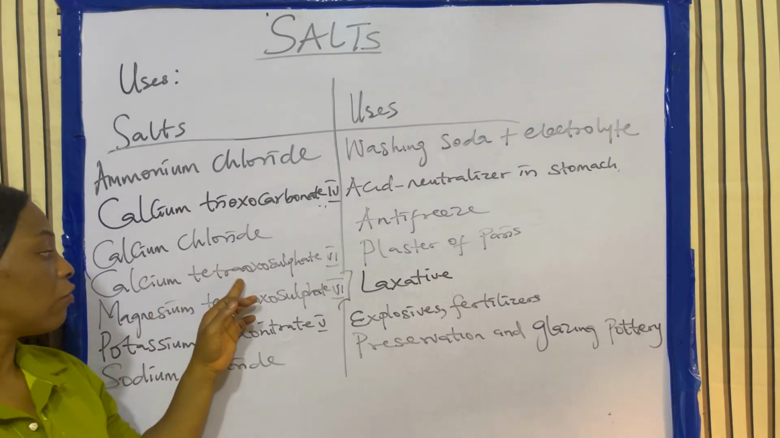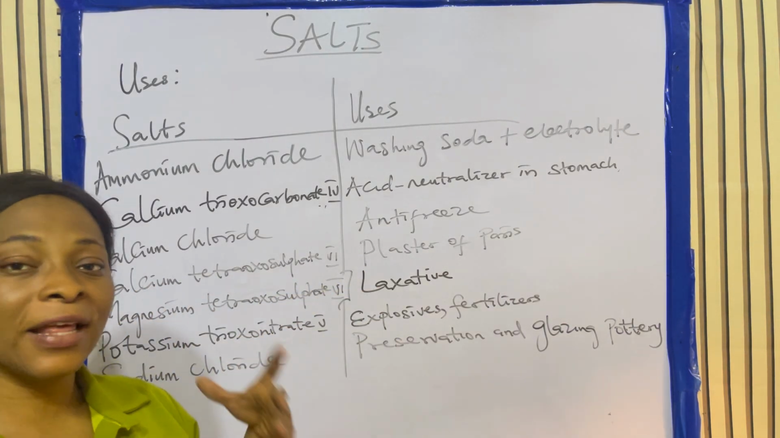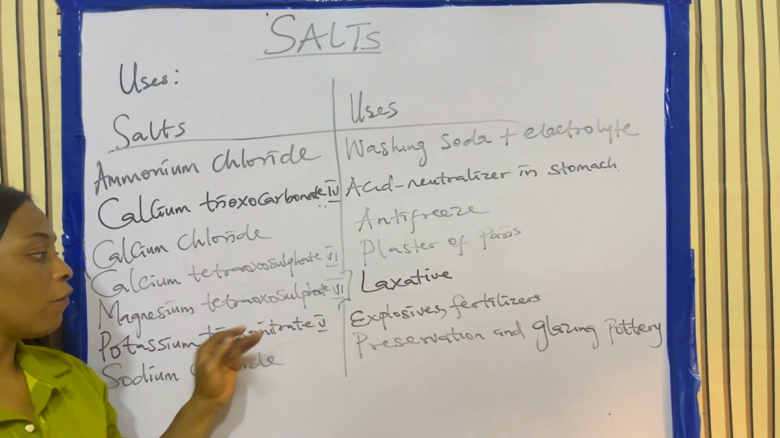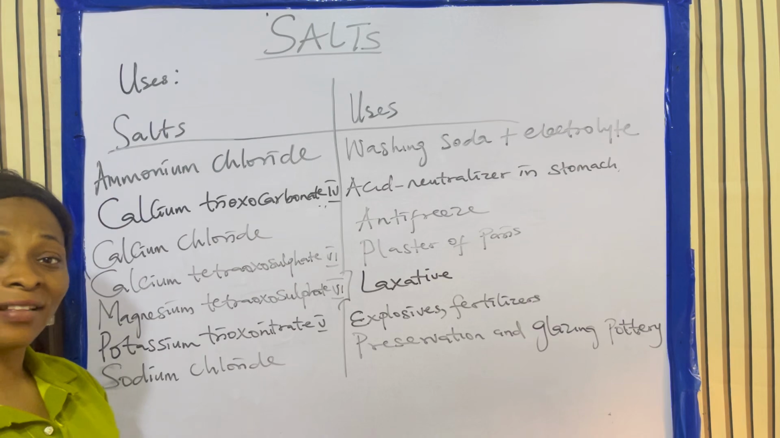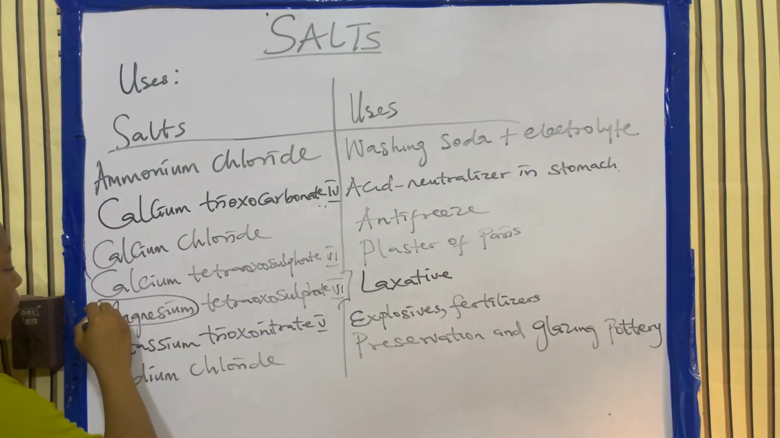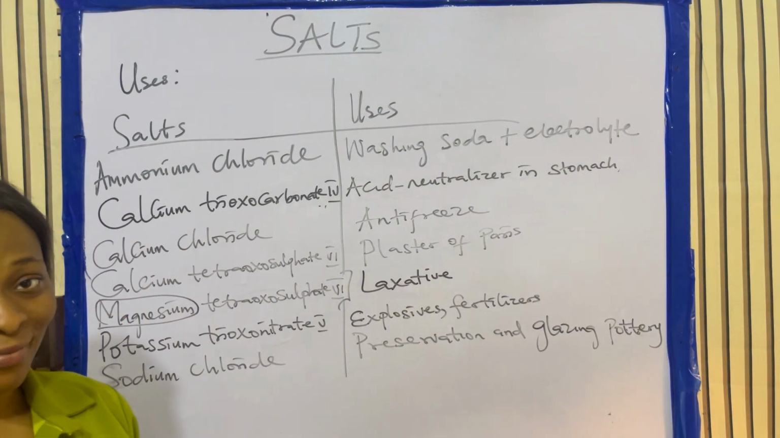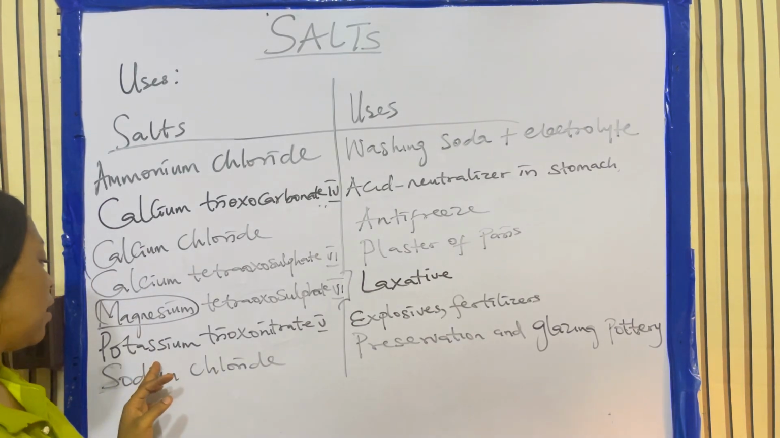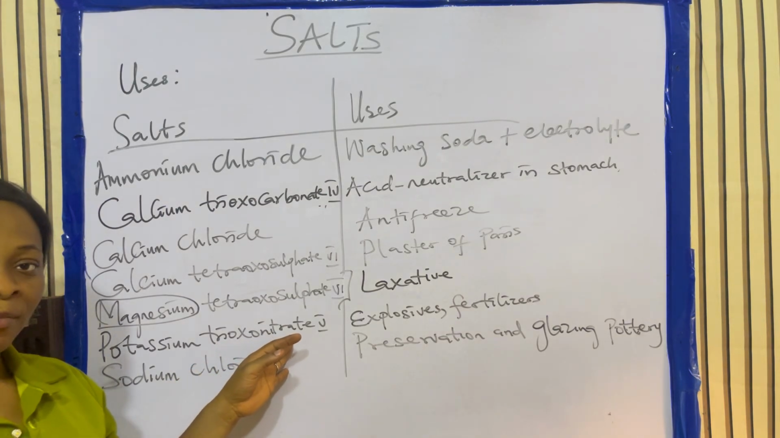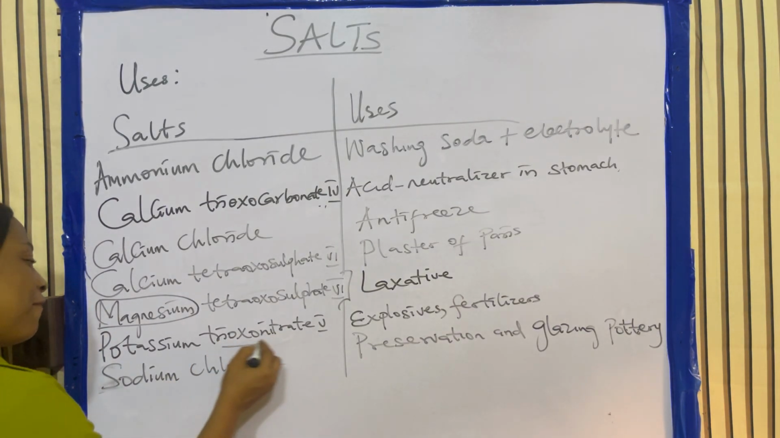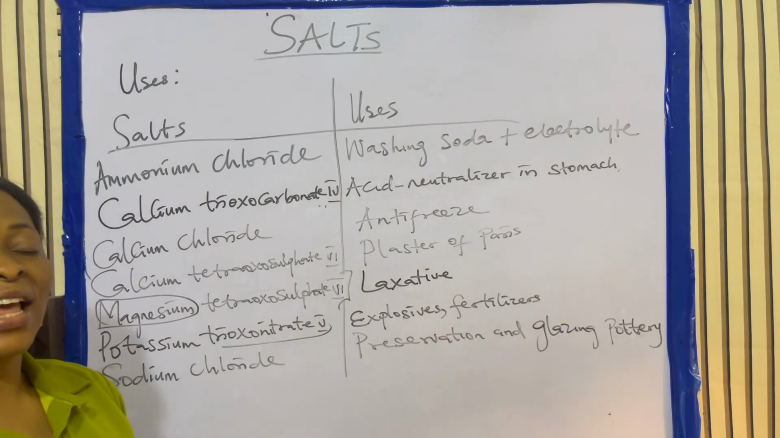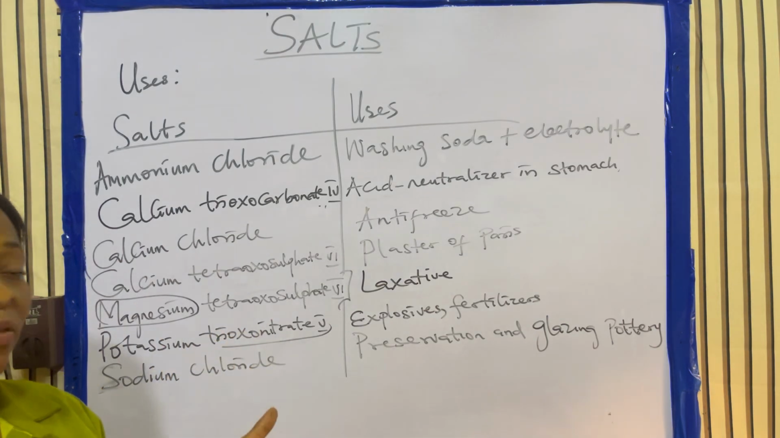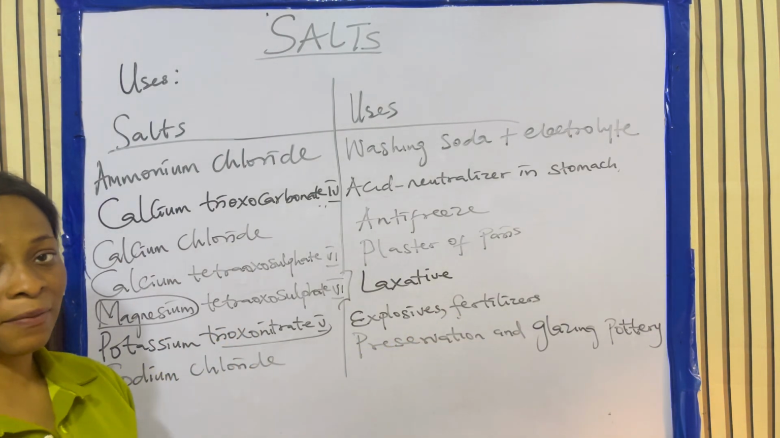Then calcium tetraoxosulfate 6 is used in making POP, plaster of Paris. Magnesium tetraoxosulfate 6 is used as a laxative. In fact, anything containing magnesium is used as a laxative, something that helps to evacuate your bowels. Then potassium trioxonitrate 5, anything trioxonitrate 5, is used in making explosives. Explosives could be matches, gunpowder, anything explosive, as well as fertilizers.